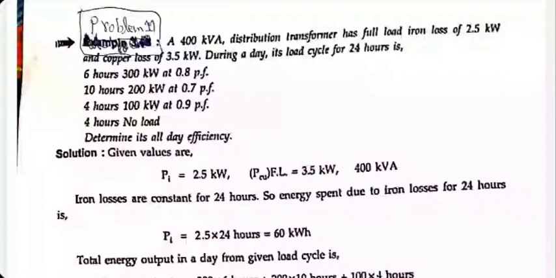So energy spent due to iron losses, let's talk losses first. Iron losses will be the kilowatt value multiplied by 24 hours to give you kilowatt hour. We don't talk joules when calculating commercial efficiency or all-day efficiency. Normally we use the kilowatt hour unit. This is the iron loss in energy for the 24-hour period, 60 kilowatt hour.